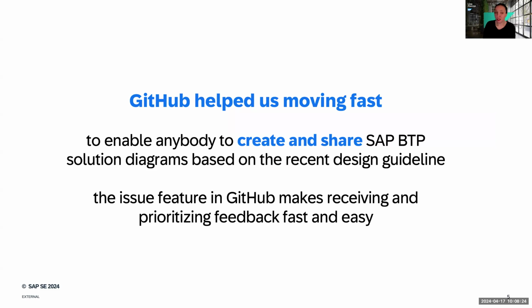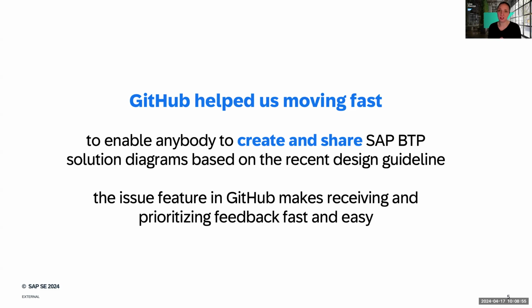What was really important to us was to really move fast. So that's why we finally decided to use GitHub, which means it's a public GitHub page on the one hand, where you find the details, and another repository that Fabian will show us later on. GitHub really helps us to enable people to start crafting and building solution diagrams with the new guidelines right away, even outside SAP.